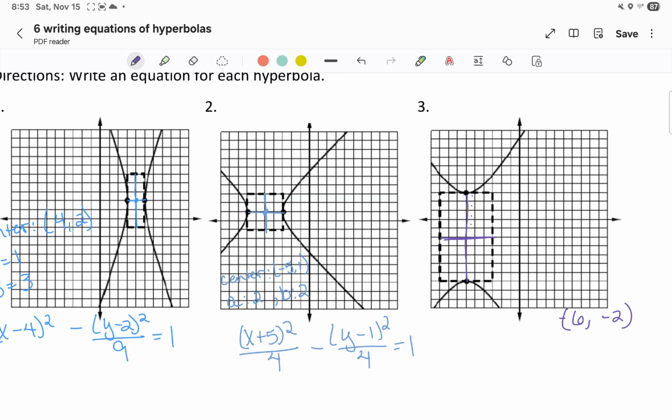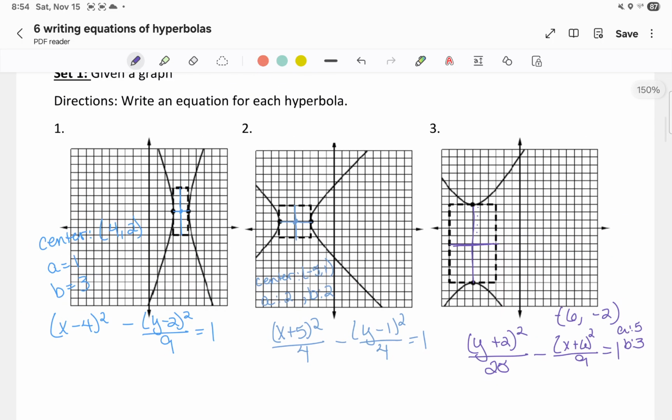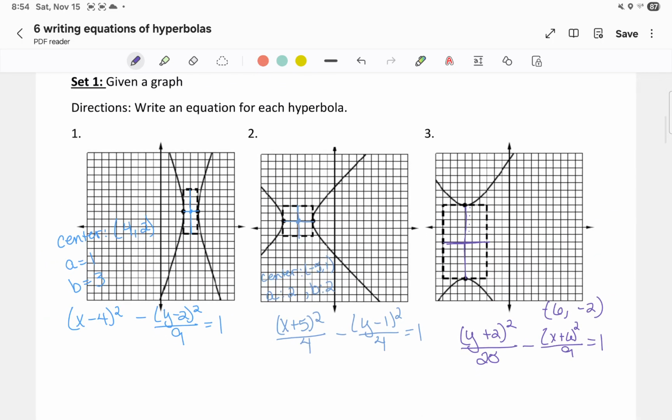So that is going to put us at y plus 2 squared over, and then it looks like our A was 5, and then our B is 3. So over 25 minus x plus 6 squared over 9. And then that equals 1. So there we go.